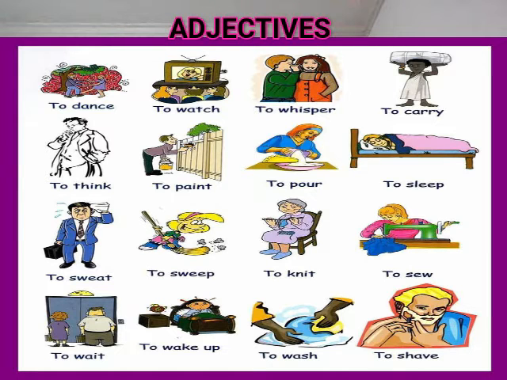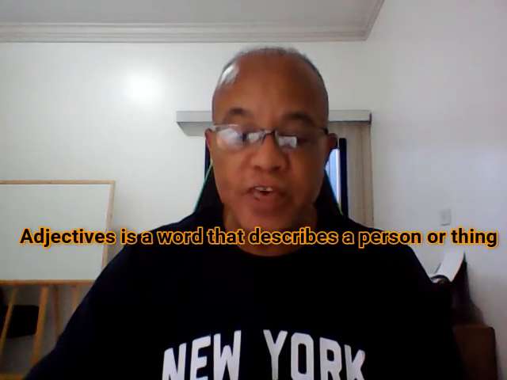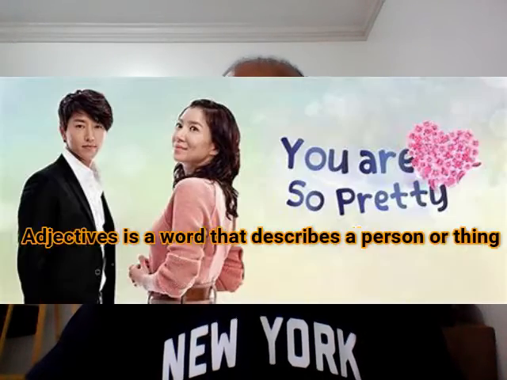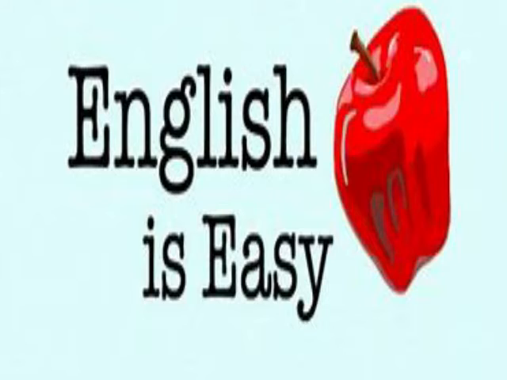Adjectives. An adjective is a word that describes a person or thing. Like pretty. You're so pretty. It's easy. English is easy. And fat. I am fat.